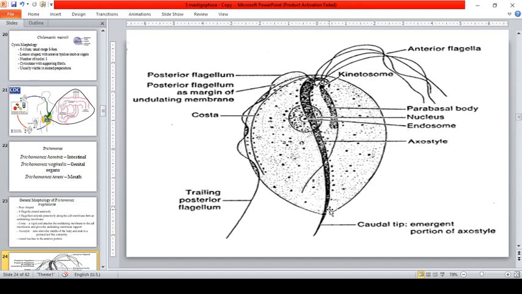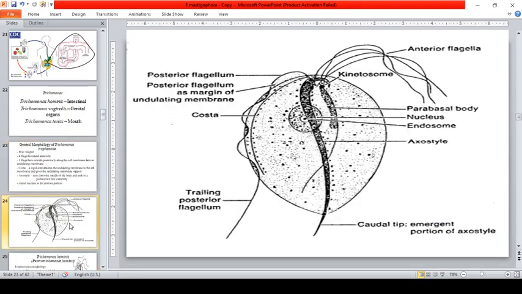Round nucleus in the posterior portion. It has a round or spherical nucleus. The caudal tip is the emergent portion of the axostyle. And that one is the undulating membrane.